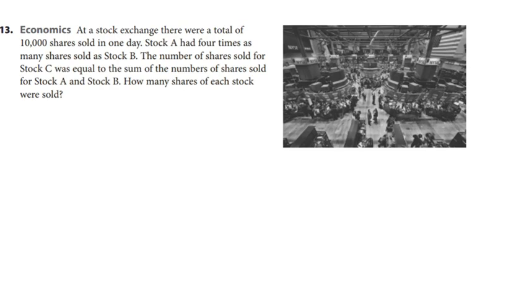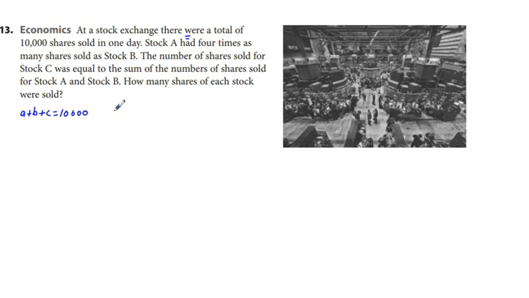Okay, 13, economics. At a stock exchange, there were a total of 1,000 shares sold in one day. And basically you have stock A, stock B, and stock C. And so what you have is all three denominations add together. So you have stock A plus B plus C. They're going to be equal to 10,000.